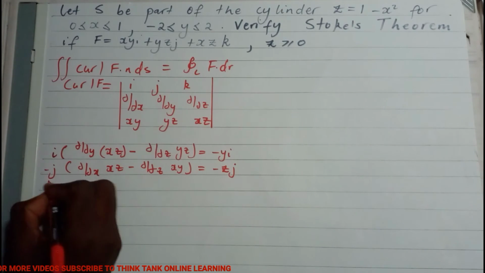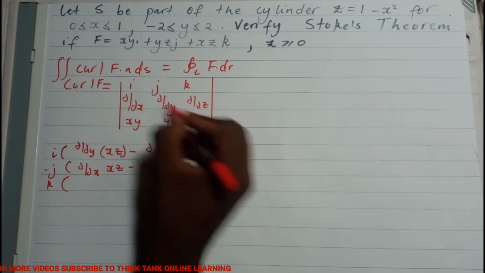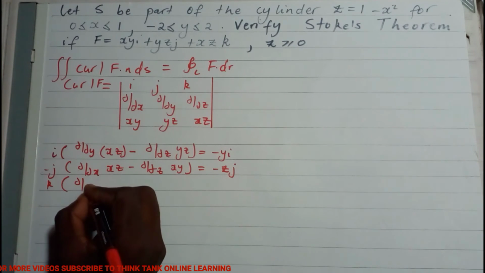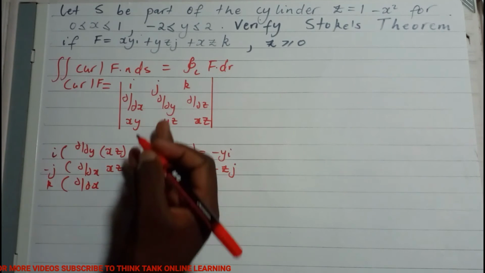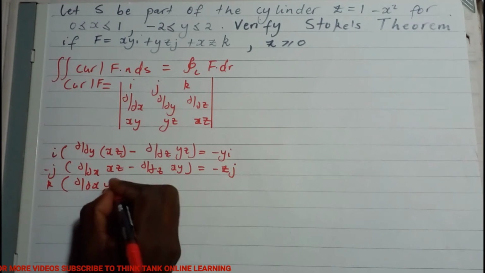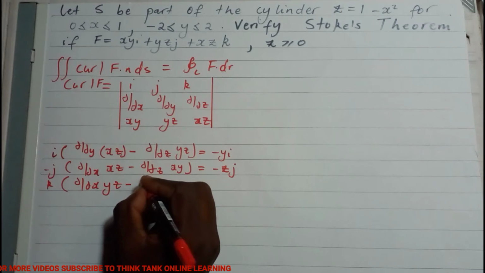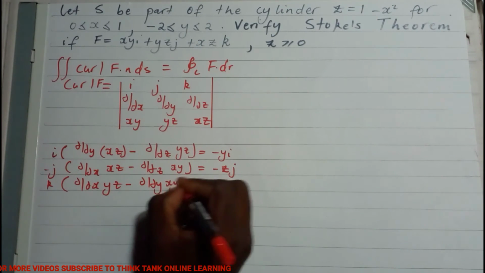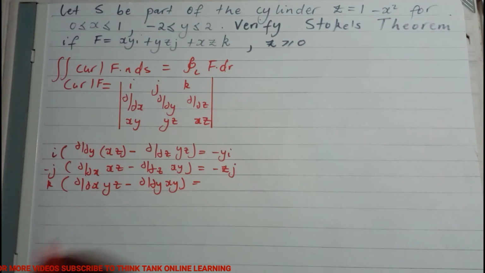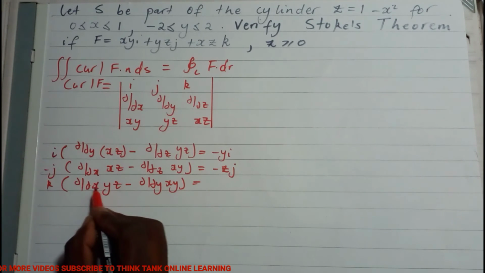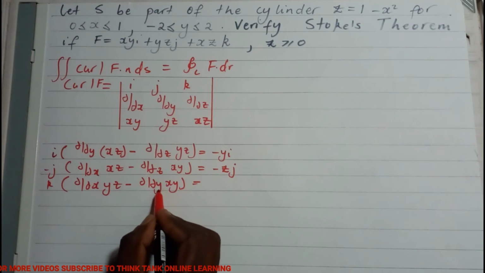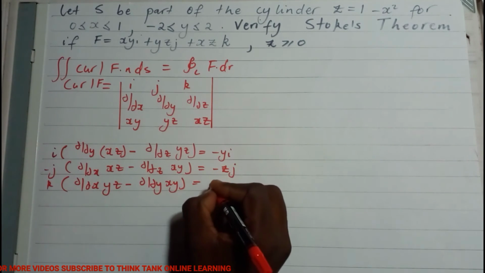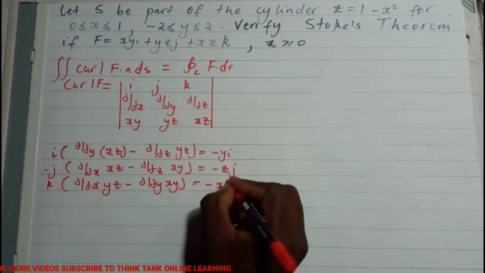Then for the k component, row for k, column for k, we're going to take partial x of yz minus partial y of xy. Here we don't have any x component, so we're going to get 0. But if we differentiate xy with respect to y, we're going to get x, so it's going to be negative x k.